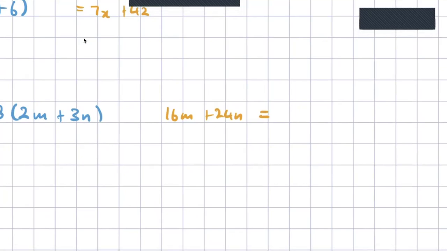If I do the common factor of 4 that goes into both of them, okay, so drag out the common factor of 4, same process, right? What do I multiply 4 by to get 16? The answer is 4M. And then I do the same thing. What do I multiply 4 by to get to 24N? And again, the answer there is 6N.